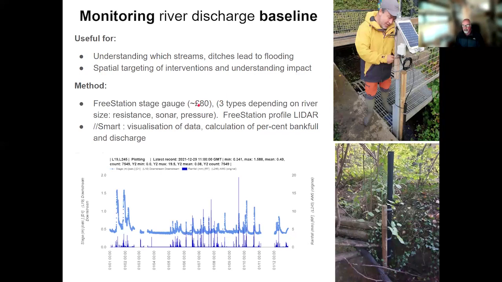And we would use a stage gauge. I mentioned the 3 different types. They're around £80 to build, the resistance, sonar, or pressure types. And then we'd use them in combination because we're only measuring stage. If we wanted to get the cross-sectional area, we would use the FreeStation LiDAR to get that. And we would come up with data like this, so rainfall from a weather station, and then the associated stage data or unit discharge data after processing from one of our stations.